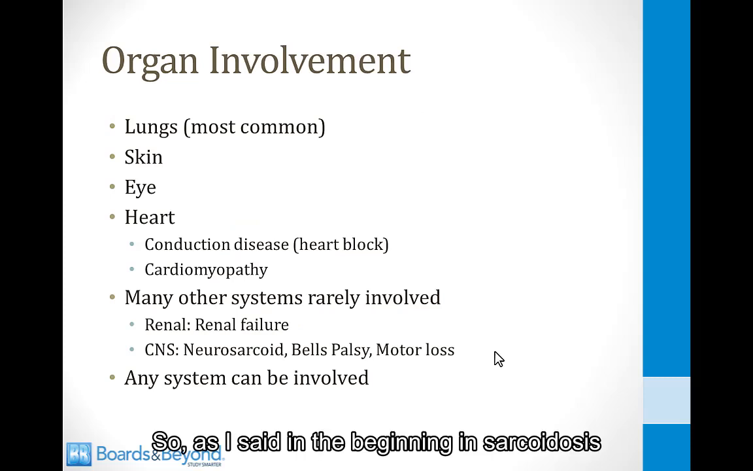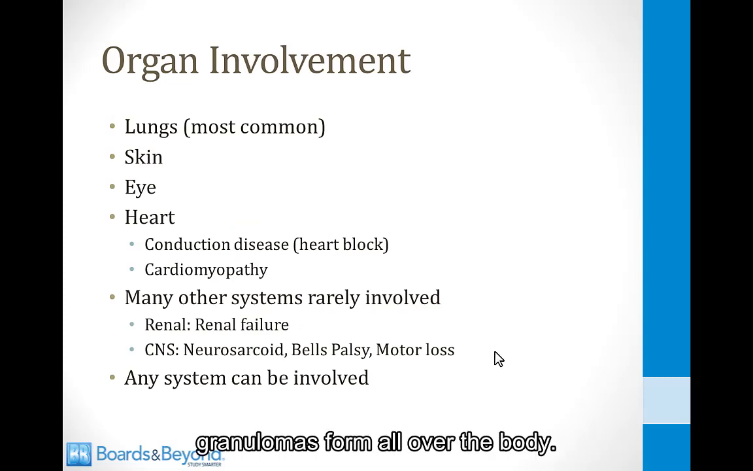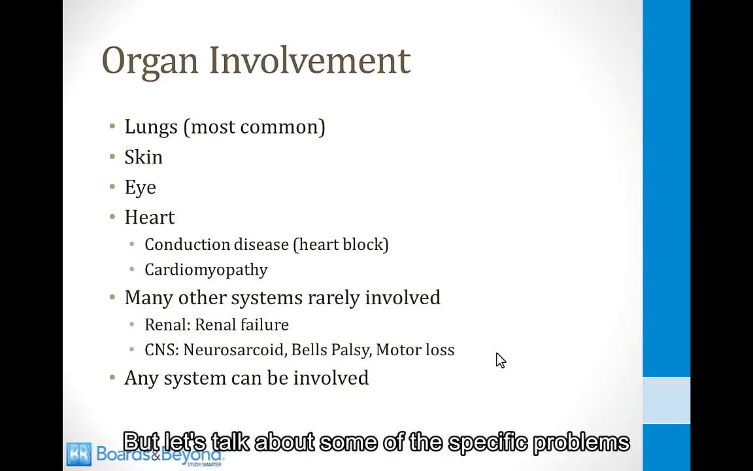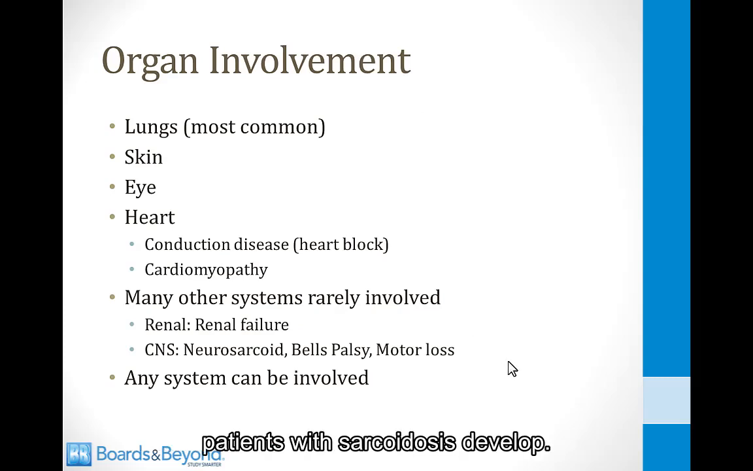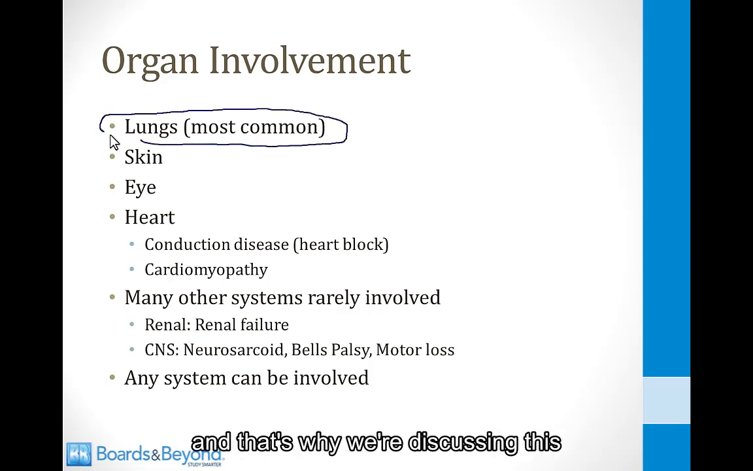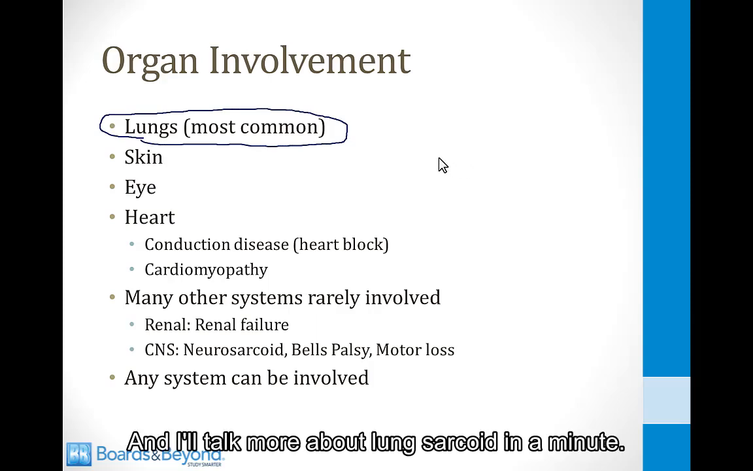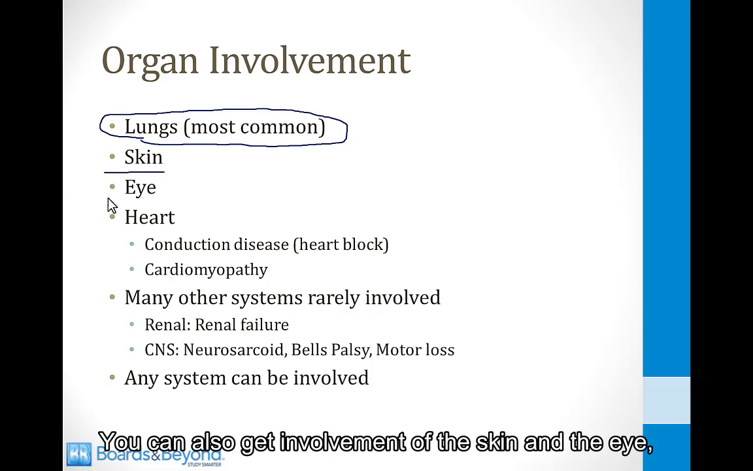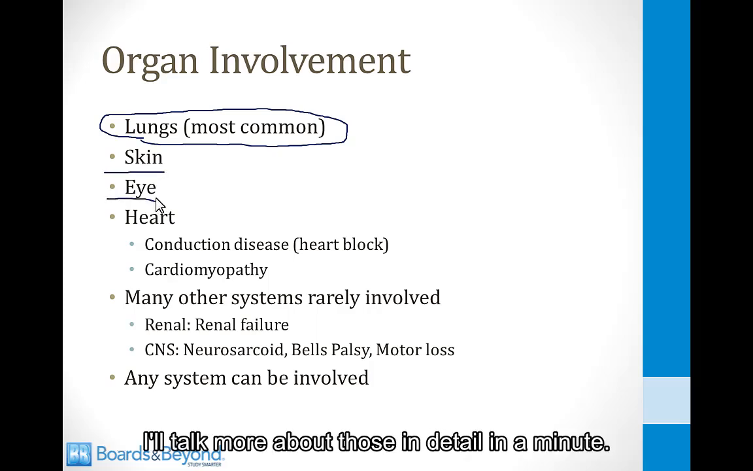So as I said in the beginning, in sarcoidosis, granulomas form all over the body, but let's talk about some of the specific problems patients with sarcoidosis develop. The lungs are the most common site of organ involvement, and that's why we're discussing this in the pulmonary modules, and I'll talk more about lung sarcoid in a minute. You can also get involvement of the skin and the eye. I'll talk more about those in detail in a minute.